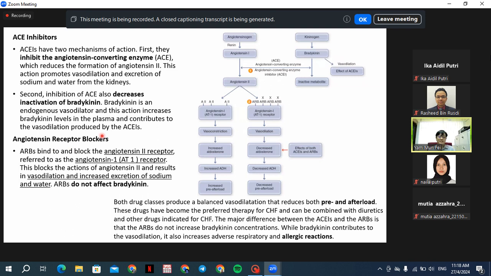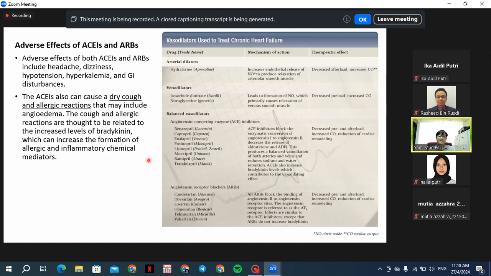So angiotensin receptor blocker does not have these conditions, because this angiotensin receptor blocker, which we call ARB, will only block the angiotensin 1 receptor, preventing angiotensin 2 from contacting the angiotensin 1 receptor. Okay, clear? So the adverse effect is, especially with ACEI, it will cause dry cough and allergy reactions.